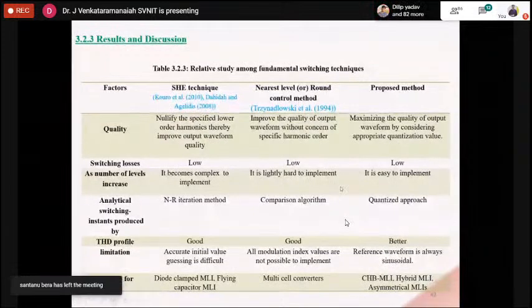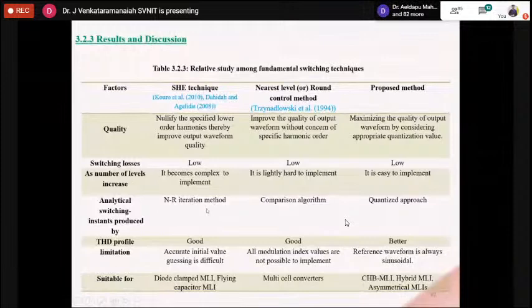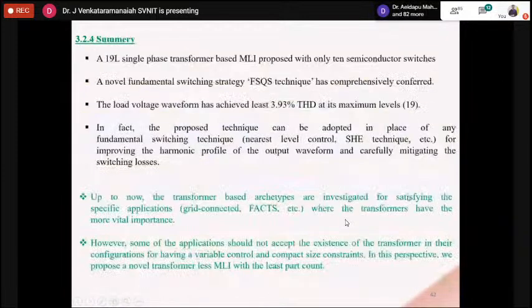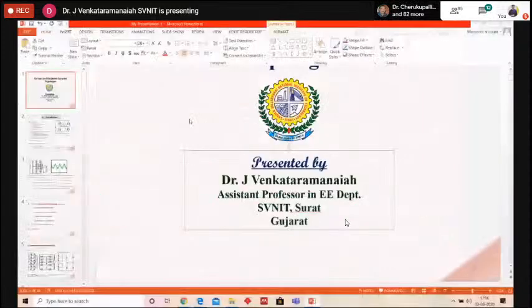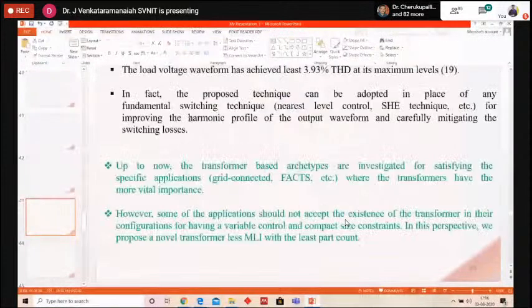Compared to others, as the number of levels increases, the initial guess is very difficult in the nodal absorption method. Of course, we have so many optimization techniques, still it gives a good THD profile. And these are the final results we can get from both the techniques as well as topologies. At this juncture, I want to conclude.